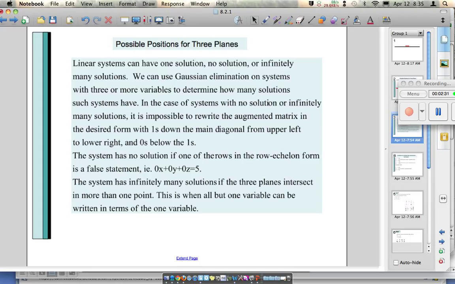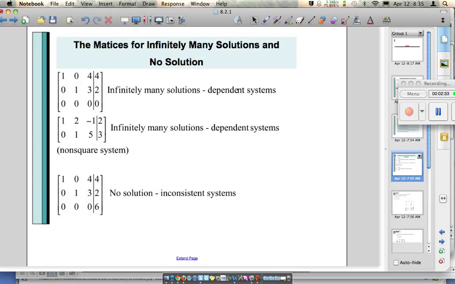So let's take a look at what the matrices will look like. If we have infinitely many solutions, we'll get that dependent systems case where that last equation says 0 equals 0. And we know that's always true. So that's why we have infinitely many solutions.